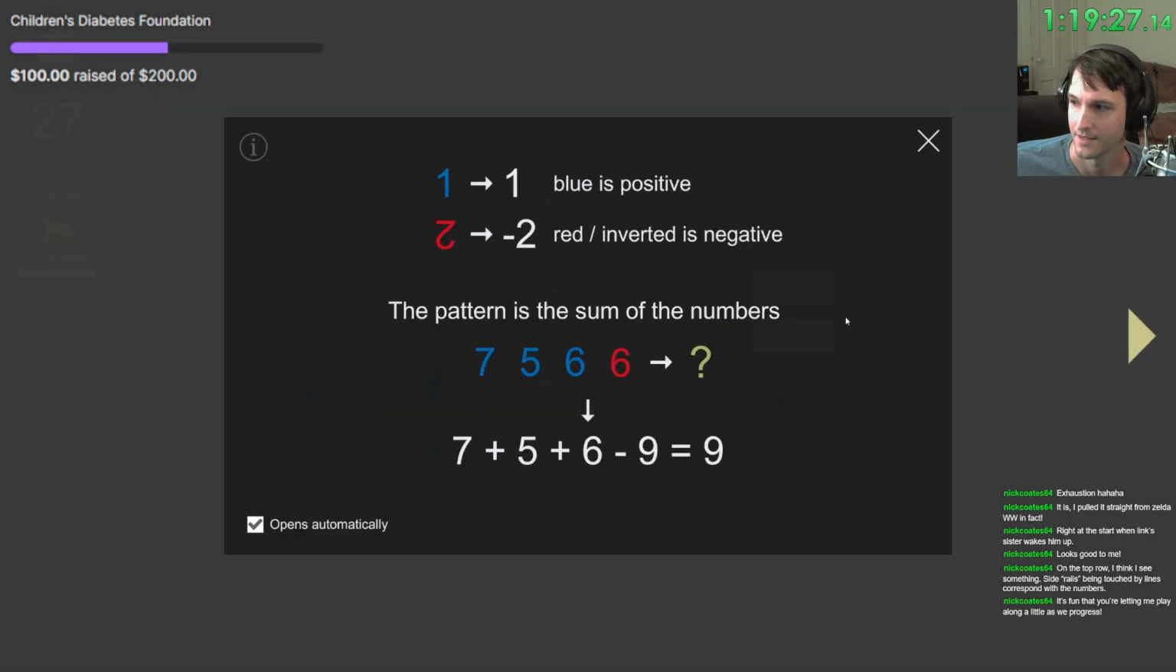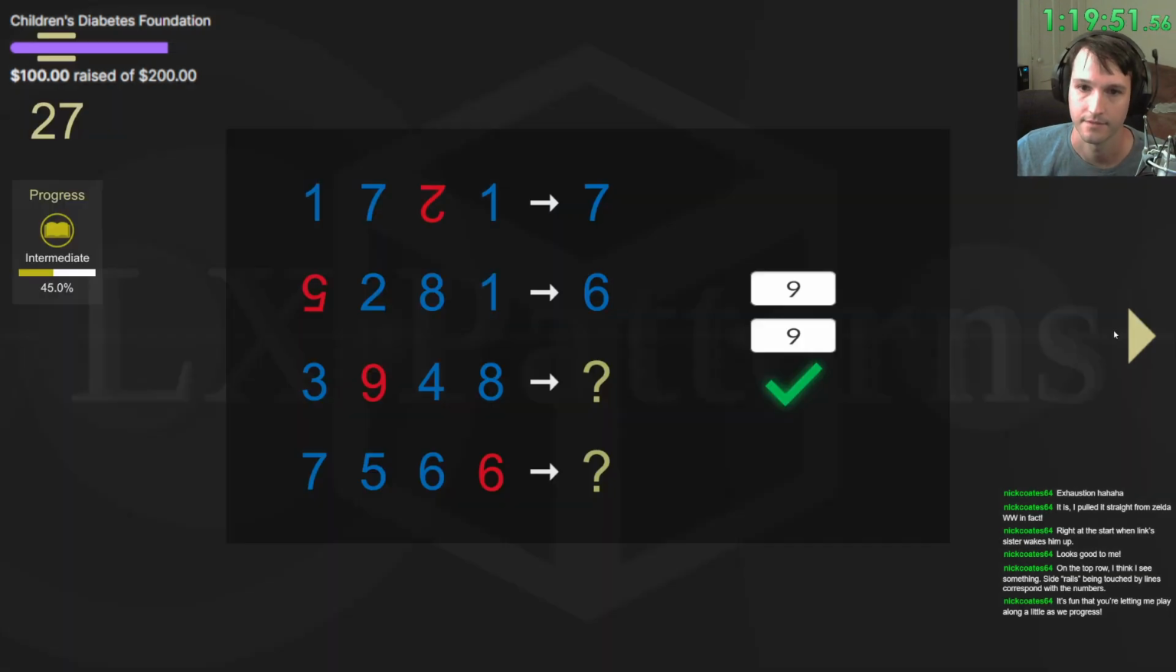15 minus 6. It's fun that you're letting me play along as we progress. Yeah, I appreciate the help. This is one that I don't mind getting some help on. Hiring an NPC along my quest, so to speak. But that one was pretty easy, where the red ones were inverted and negative.